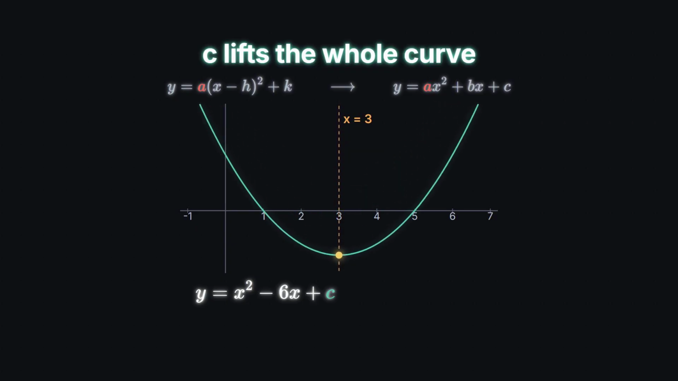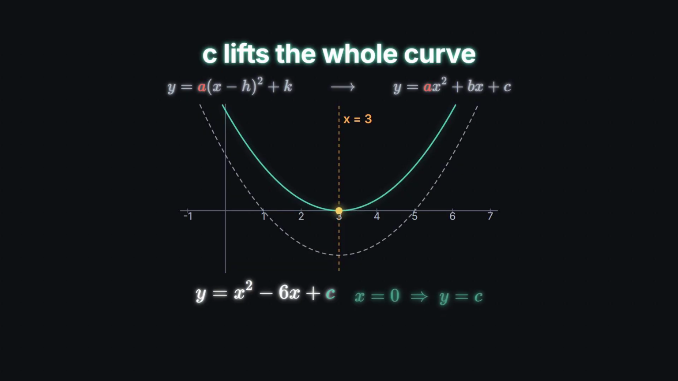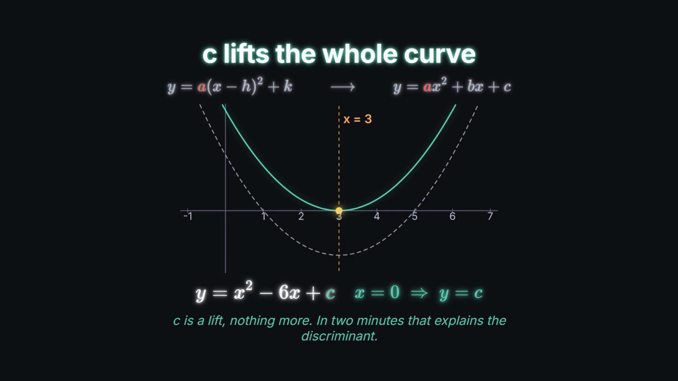Which makes sense. Put x equals 0 in, and the other two terms vanish, so c is the height where the curve crosses the vertical axis. Add 1 to it, and every point, vertex included, goes up by 1. So c is a lift. Hold on to that. In 2 minutes it explains the discriminant.